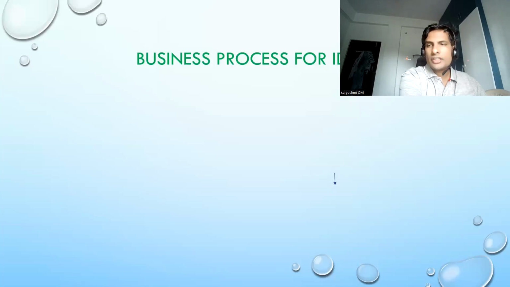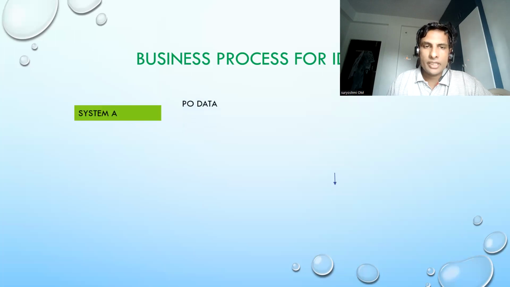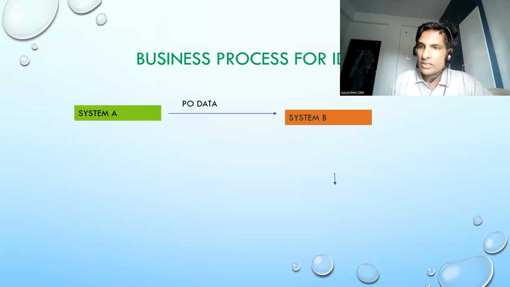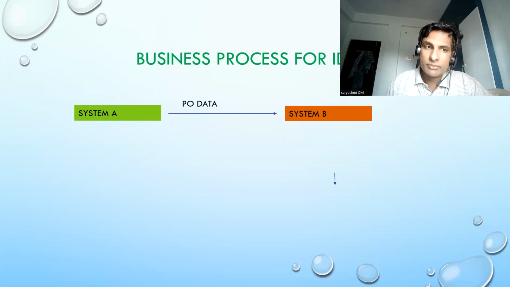Hi, welcome back. In this session, let's try to understand how the PO information is sent from one system to another system. As I said, in system A, I'm sending purchase order information to system B. System A and B can both be SAP systems, or system A can be a non-SAP system and system B an SAP system, or vice versa. Or both can be non-SAP systems, and then there is no point in discussing IDOC technology.